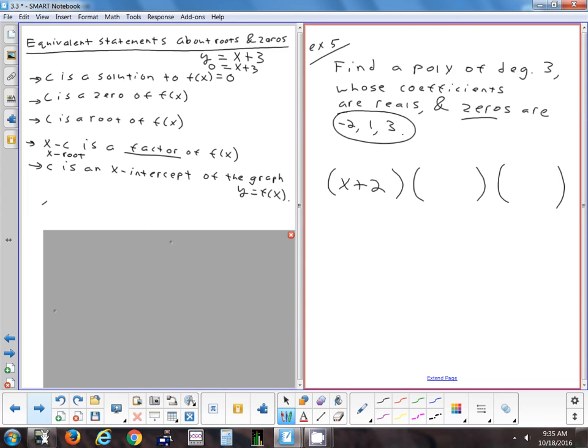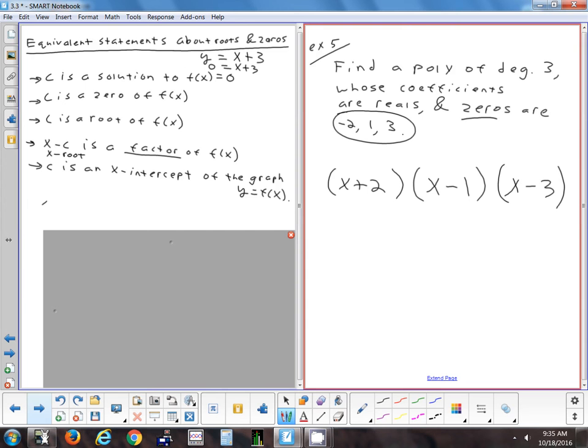What about if 1 is a root? What would be a factor? Tell me something I could write right here, and if you plug in 1, it would come out to 0. Just x minus 1, because if you plug in 1, 1 minus 1 is 0. And how about if 3 is a root? What would have to be a factor? X minus 3, because if you plug in 3, 3 minus 3 is 0.